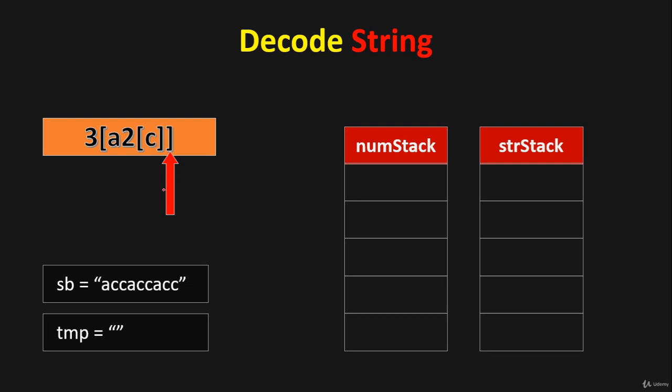Now let's move to the next character. Now we see that we're out of string boundary. So we're done. Now what we're going to do is convert this string builder into string and return this string.